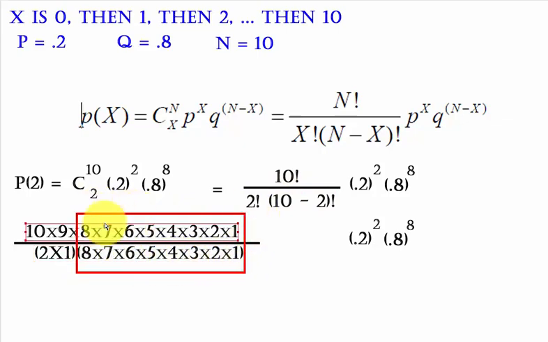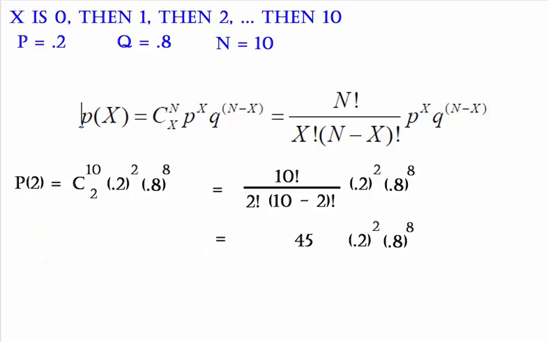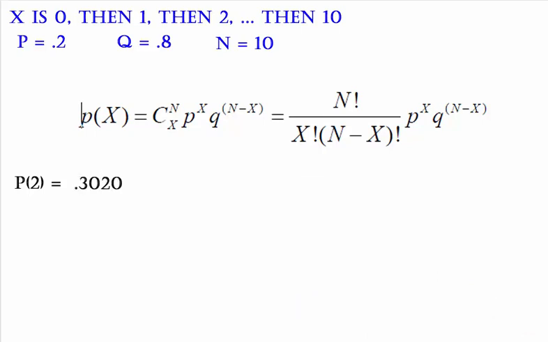But we're going to use that same trick. 8 times 7 times 6 all the way down to 1, divided by 8 times 7 times 6 all the way down to 1. These guys cancel out. Bam! So we got 10 times 9, which is 90 on top, divided by 2 times 1, which is 2. We got 90 divided by 2, which last time I checked was 45. And then just multiply these guys out. So we got 45 times 0.04, times 0.8 raised to the 8th power, which is 0.1687. So we get a grand total of 0.302, and that is the probability that 2 people will get it right.